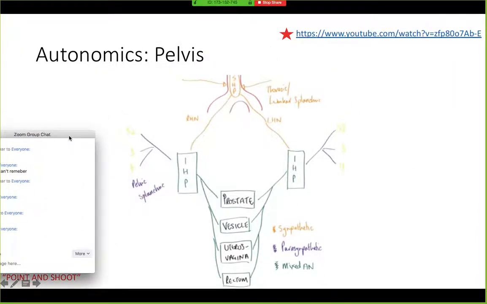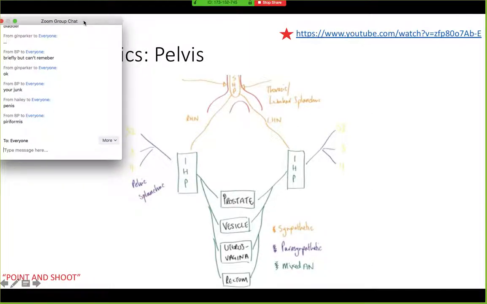All right. So, autonomics of the pelvis. Just a tidbit of advice. If you don't understand something when they explain it in lecture, instead of just trying to keep rewatching it and trying to get it, try an outside resource because there might be somebody out there who explains it a little bit better or clearer.